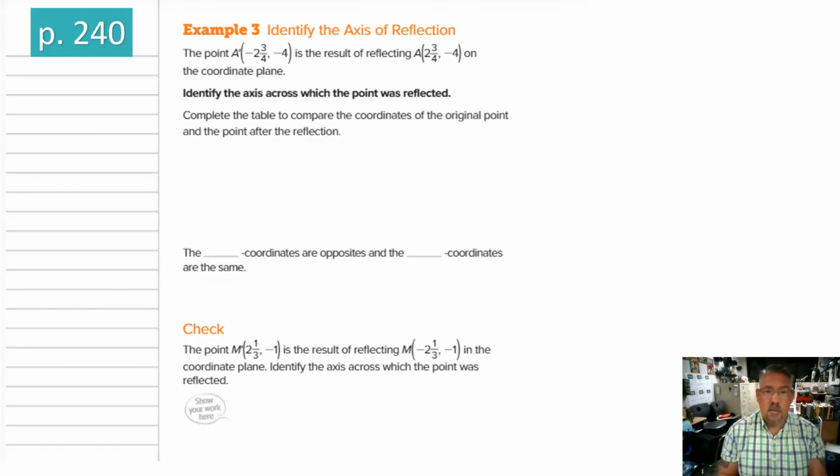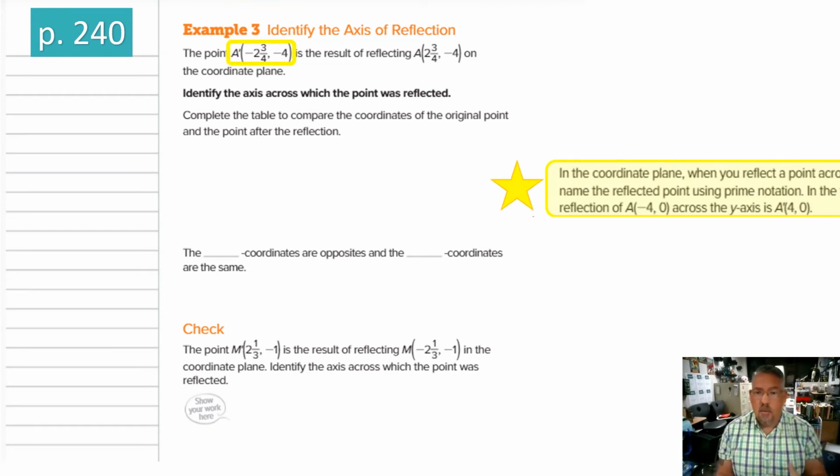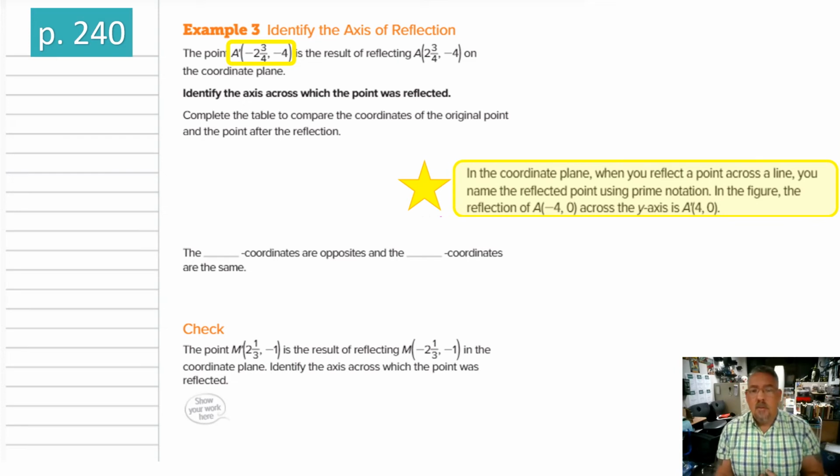All right, so let's continue on. And we identify now which axis we're going across. So previously we were told which axis we're going across. And now by having two ordered pairs, I have to be able to tell which axis I am crossing. And this is going to take us back to the idea that I said I was going to come back to. So they give you what is called prime notation.